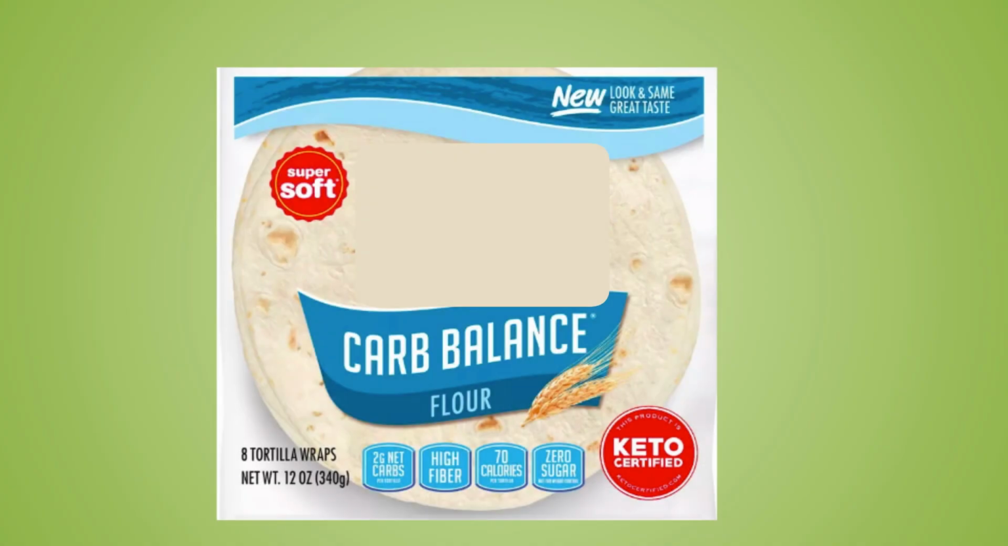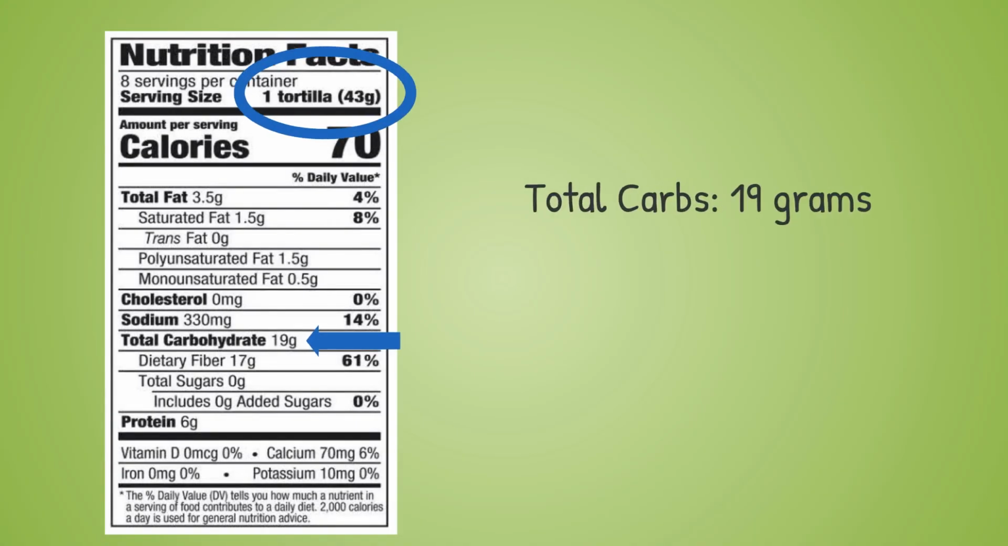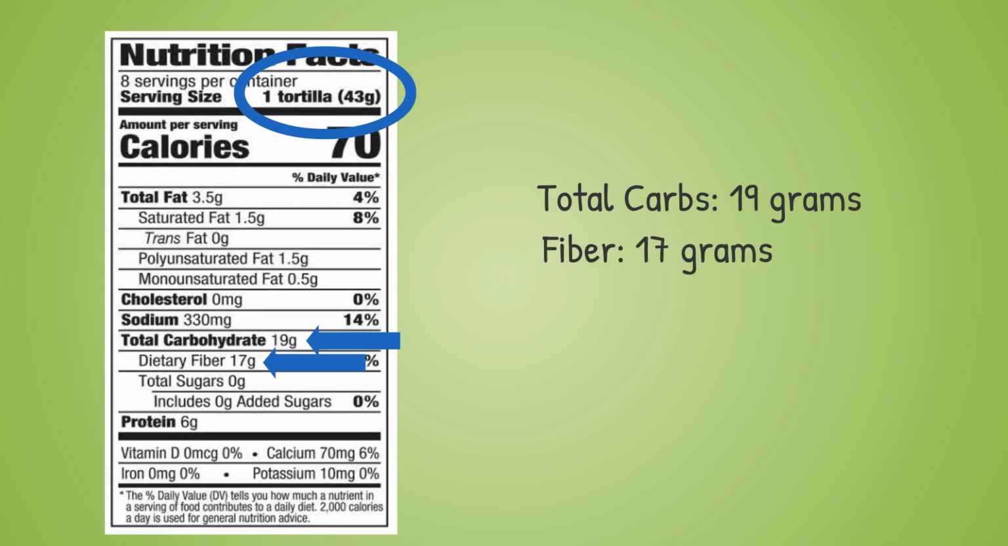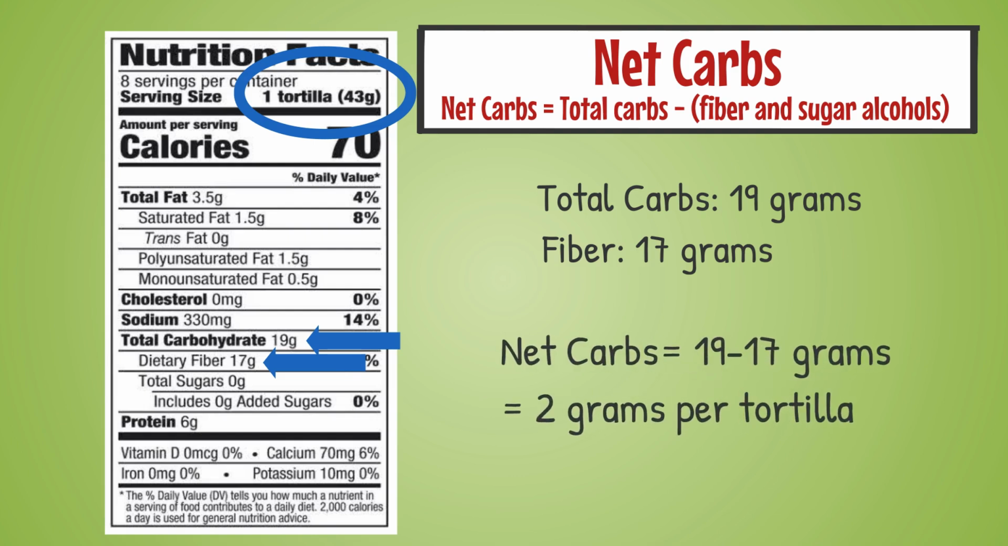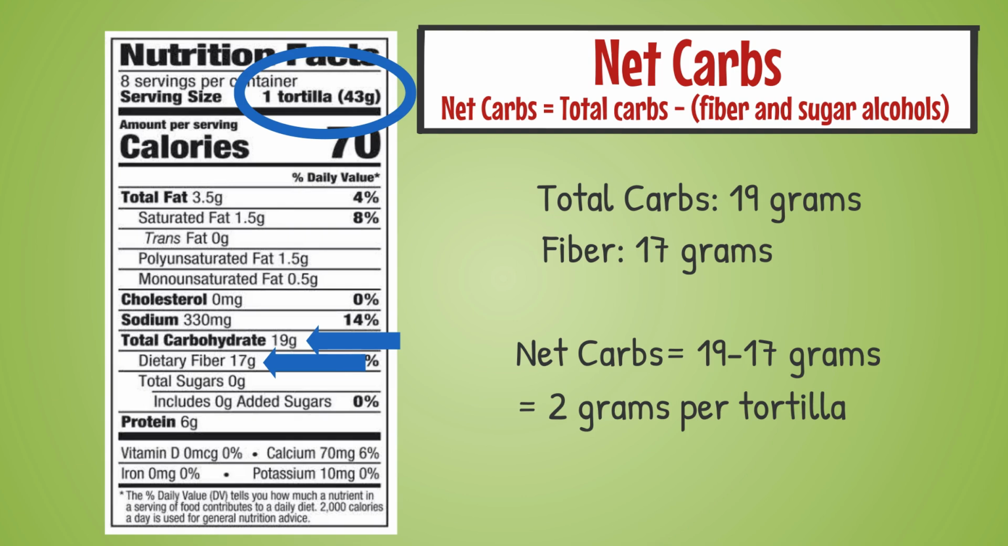Let's look at this tortilla that we bought at the store. It says that there are 2 grams of net carbs per tortilla. Let's look at the nutrition information to see how they got there. Here, it says that one tortilla has 19 grams total carbs and 17 grams fiber. Now, net carbs is total carbs minus fiber and sugar alcohols. There are no sugar alcohols in this tortilla. So, for one tortilla, the net carbs is 19 grams total carbs minus 17 grams of fiber, which is 2 grams, which is what it says in the front of the package.